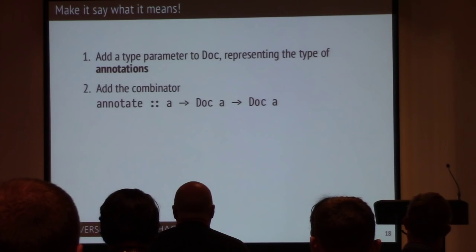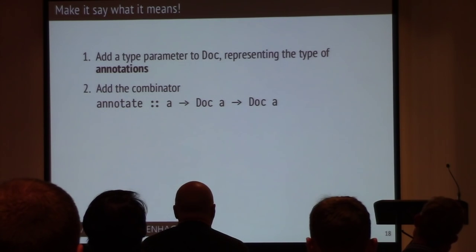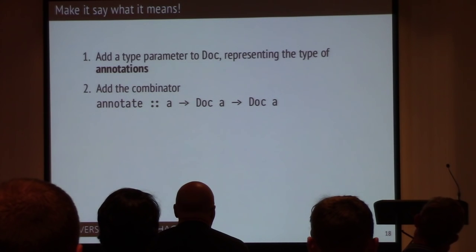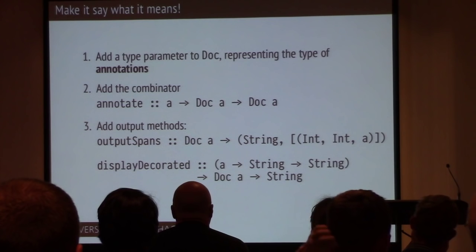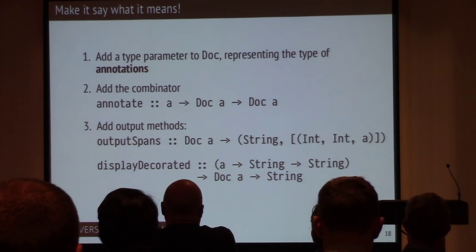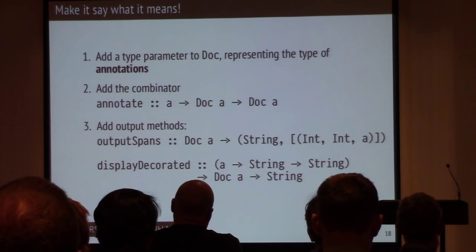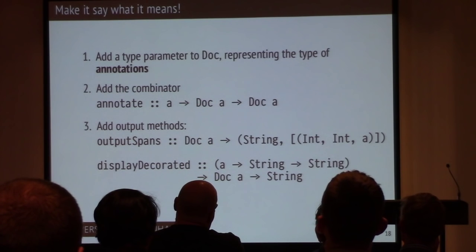And we add this new operator, annotate, which takes some annotation and a document that can accept that annotation and gives back an annotated document with the appropriate type. And finally, the API needs to be extended with some output methods. One of them should be output spans, which is going to take a document with annotations A, and it returns a pair of an output string and, in this case, a list of offset-length-annotation triples.